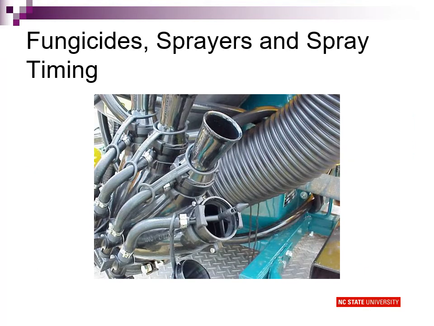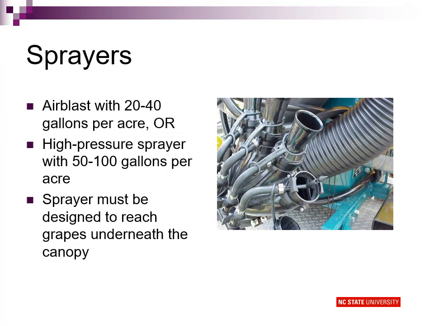Now, about fungicides, sprayers, and spray timing. This is our primary means of disease control on the bronze fruited cultivars that are susceptible to fruit rots. And the sprayers that are used are typically either an air blast type or a high pressure sprayer. With an air blast, you can use 40 gallons of water per acre. For a high pressure sprayer, I'd like to see 50 to 100 gallons of water per acre.